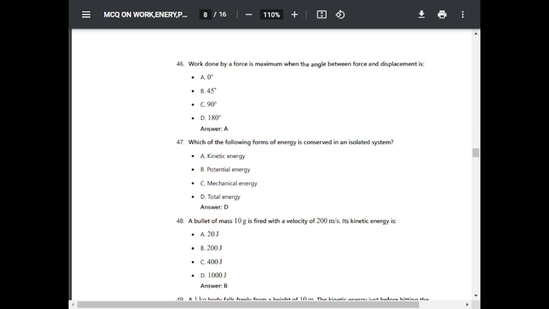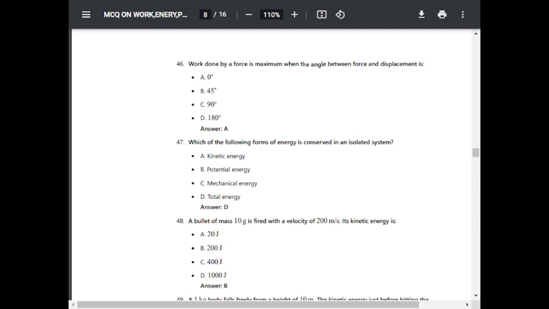Question number 47. Which of the following forms of energy is conserved in an isolated system? Option A, kinetic energy; option B, potential energy; option C, mechanical energy; option D, total energy. The correct answer is D, total energy. Total energy is always conserved in an isolated system. Hence option D is correct.